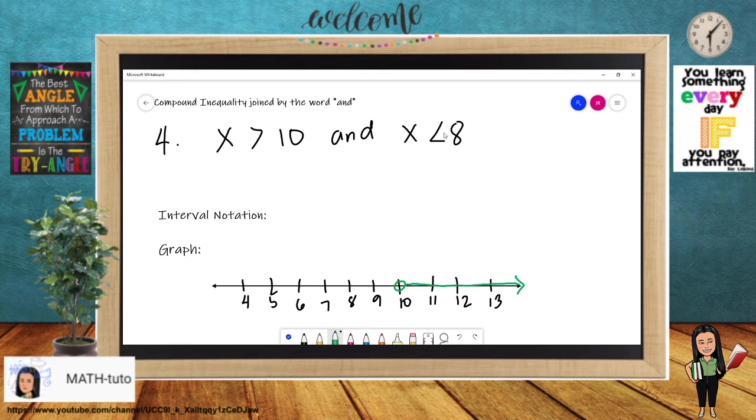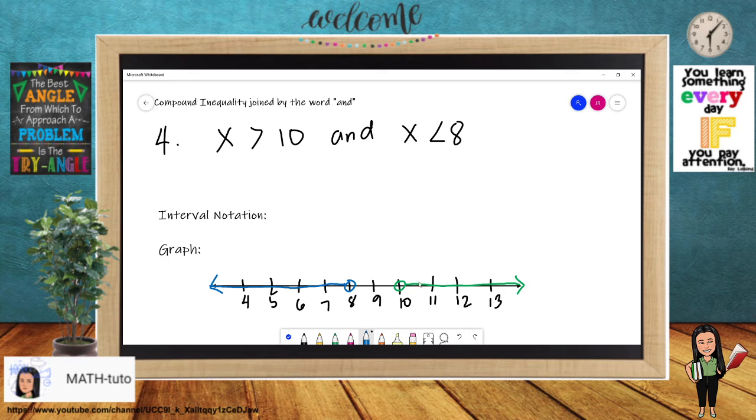Yan. Ito naman, x is less than 8. So, from 8 until, from negative infinity pala to until 8 kasi we will shade to the left because x is less than 8. Okay. Ngayon, ano ang naging intersection nila? Wala. Kasi hindi nag-overlap yung dalawang graph natin, 'di ba? Wala siyang overlap. Hindi siya nag-connect.